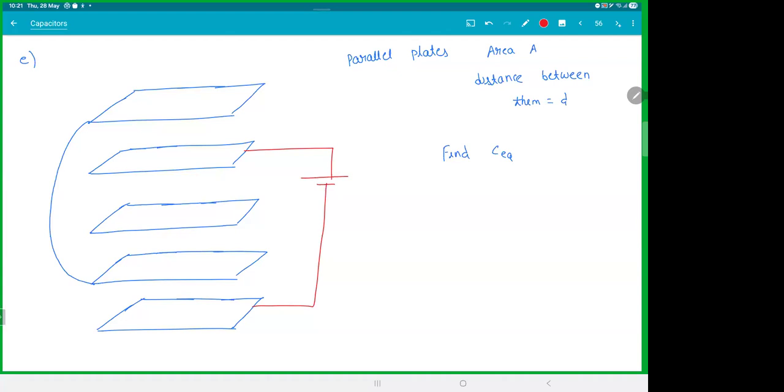Okay, let's see. For simplicity, first let's define something. C is equal to A epsilon by D. Next, let's call this point A, this point B, this point C, and this point D. If this is D, this also has to be D because both are connected by a wire. That's the main idea there. You connect something with a wire, the potential becomes the same.